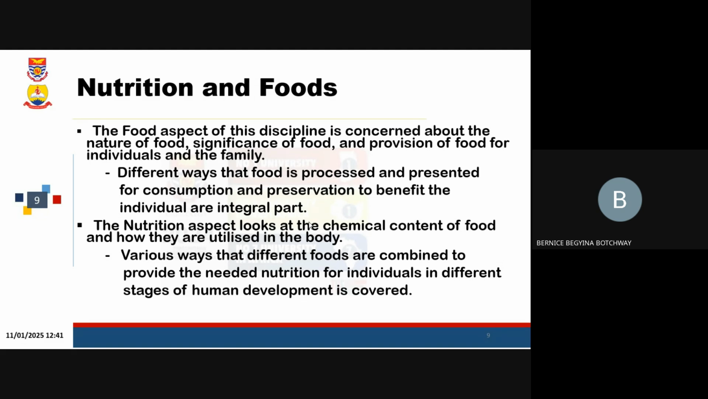So the nutrition aspect looks at the chemical content of food and how they are utilized in the family. So this is where you get to know all the nutrients that the body needs. You learn them, you know what each nutrient does in the body. You classify the nutrients based on the age group, how they will need the nutrients. With the application of food, you even combine different foods that have various nutrients to prepare food for children, for adults, for those various age groups.